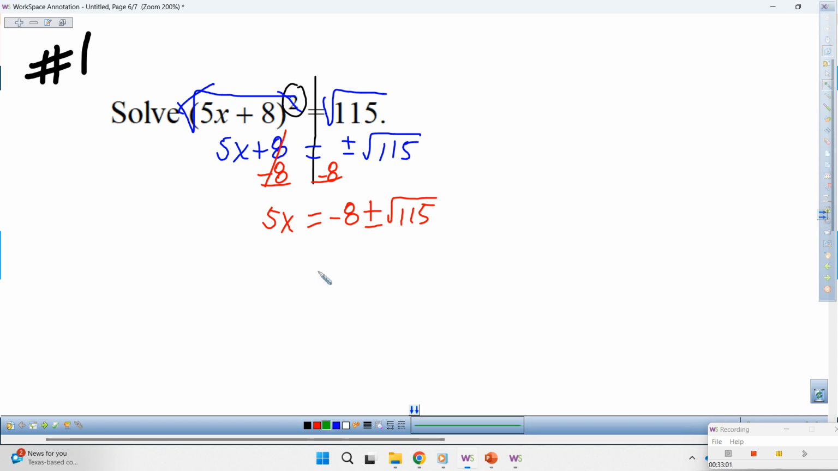And what's our last step? Divide by 5. Divide by 5. X equals negative 8 plus minus square root 115 over 5.